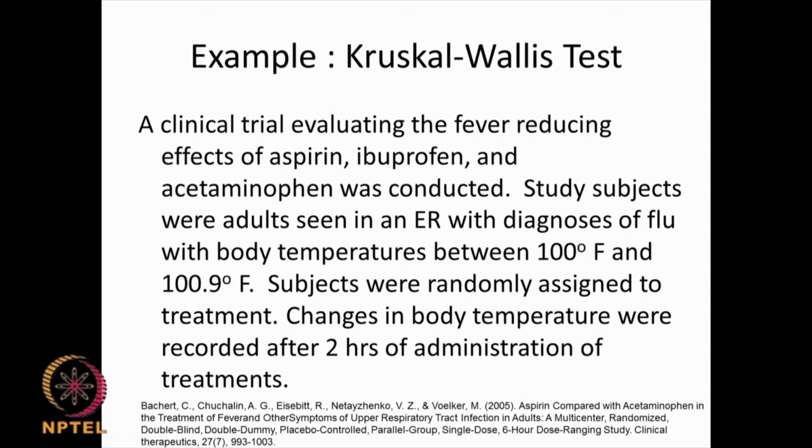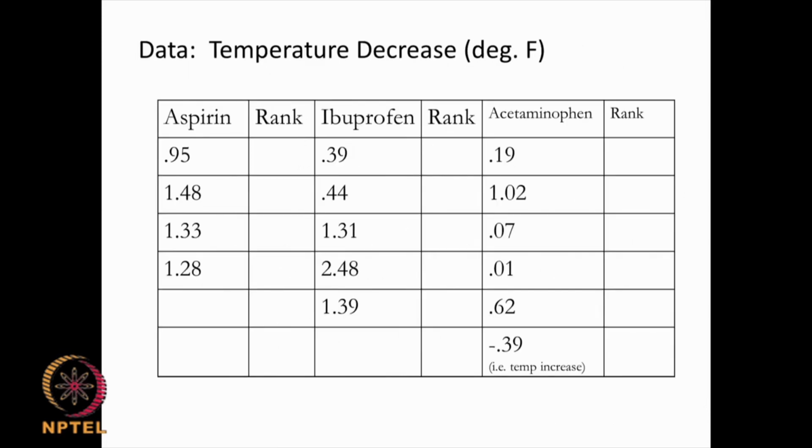So, 3 drugs, so it is a very random set of data. The temperature decrease is shown here. Of course, in this particular case there is a temperature increase. So, for aspirin we had 4 candidates, they had a temperature decrease of these numbers.